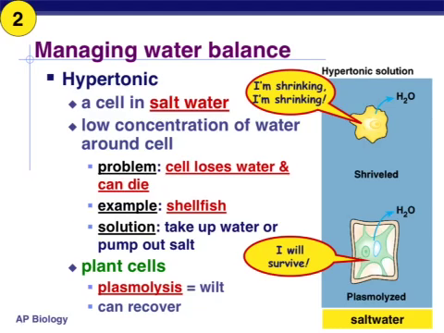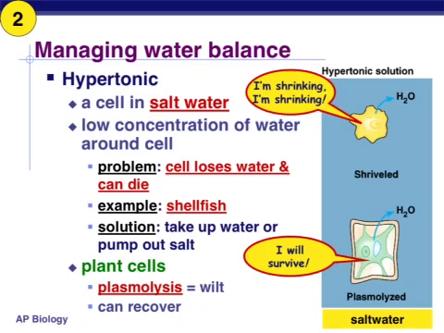So what about a hypertonic solution? This is a situation where your cell is going to have a low concentration of water around the cell, so water will come out of the cell because water is moving from high to low. This means that your cell is going to lose water and it could potentially die. So think of anything that lives in the ocean, like shellfish, for example. How are they going to prevent all of their cells from just pouring water out into the ocean? Their solution is they take up water or they pump out salt.